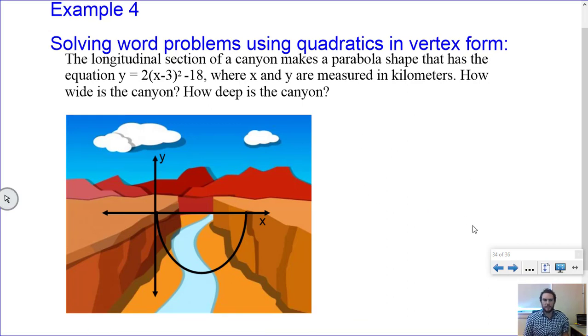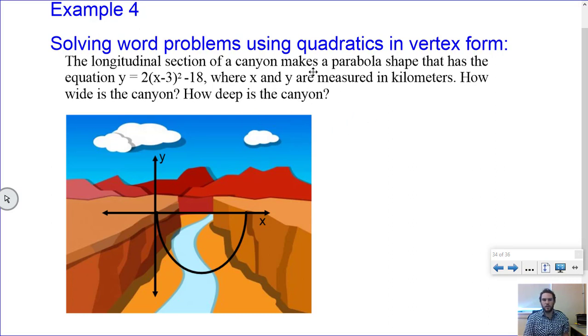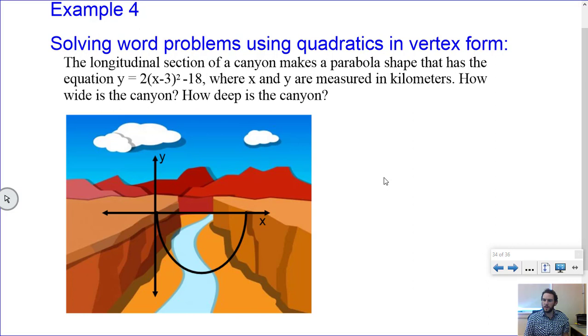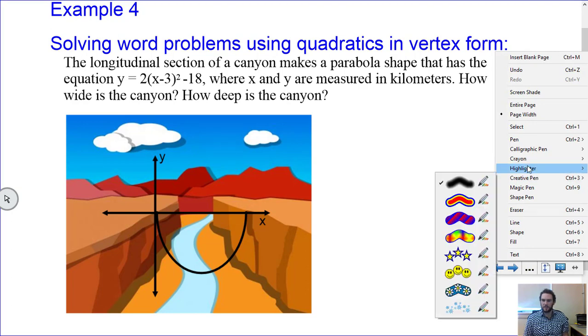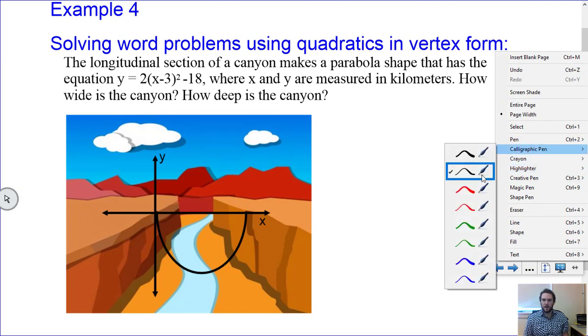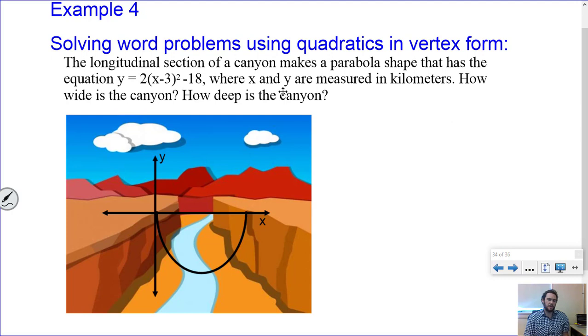Okay. So the last thing we need to take a look at before I let you guys work on your own is word problems. The nice thing about quadratics is that we actually see them in the context of the real world quite frequently, right? Like we see these parabolic shapes all the time. So what we can do is apply them to help us solve questions like this one here. So let's take a look.